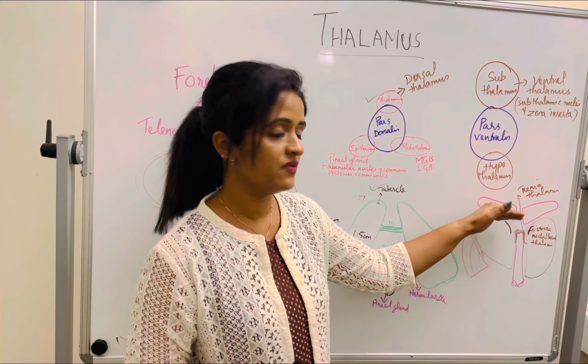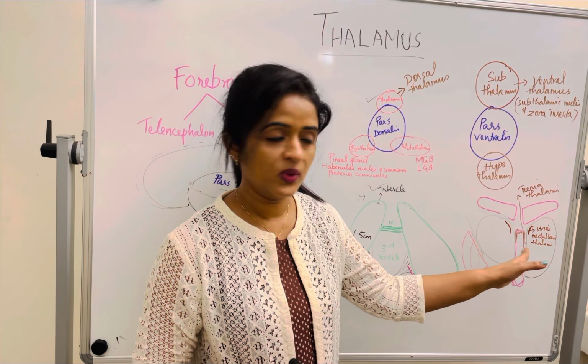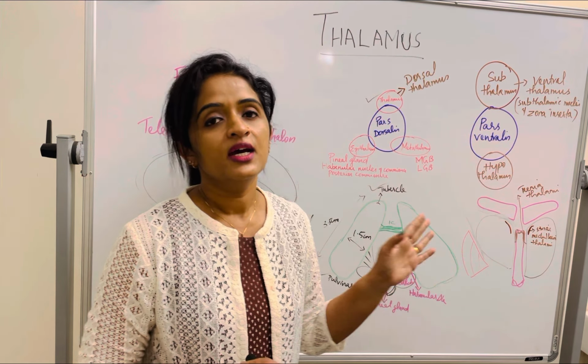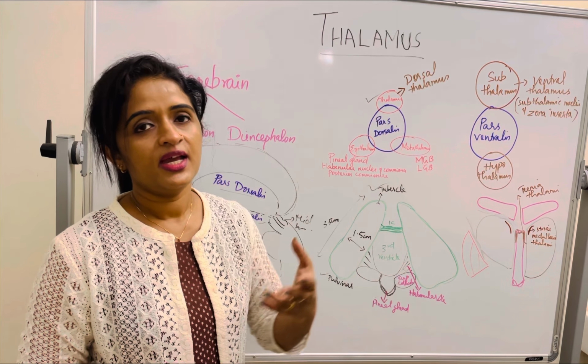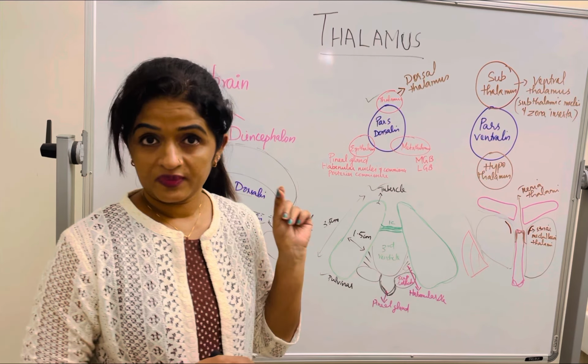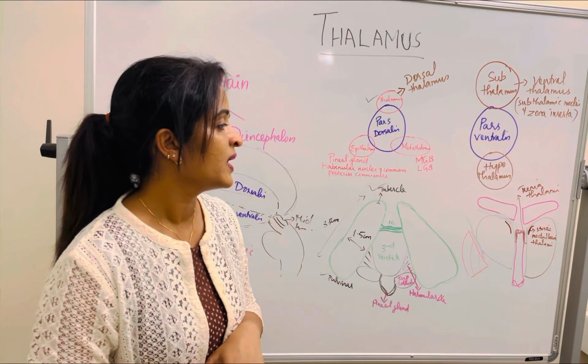You have the superior surface mostly related to the ventricle, the medial surface mostly related to the third ventricle, the lateral surface to the posterior limb of the internal capsule, and inferiorly, anteriorly, you can see that the thalami are connected with the subthalamus, whereas posteriorly it is actually overhanging.